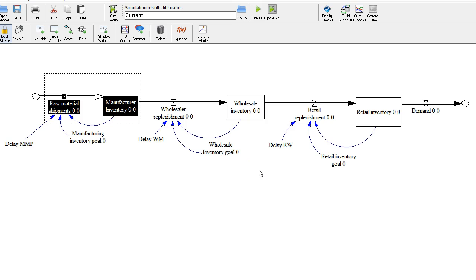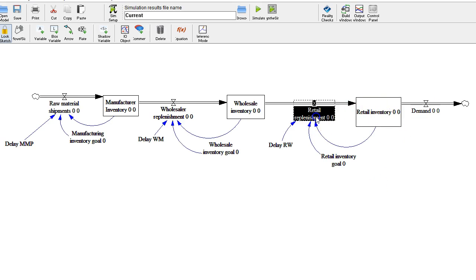Hello, this is again Vensim, and in this case we have an equivalent supply chain model in which we have the inventory for the retailer, for the wholesaler, inventory for the manufacturer, and inventory for the raw materials. As well, we have the flow for the demand, the replenishment of the inventory for the retailer, the replenishment of the inventory of the wholesaler, and the replenishment of raw materials for the manufacturer.